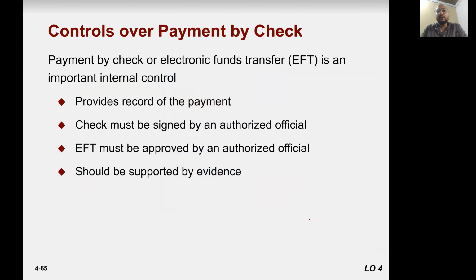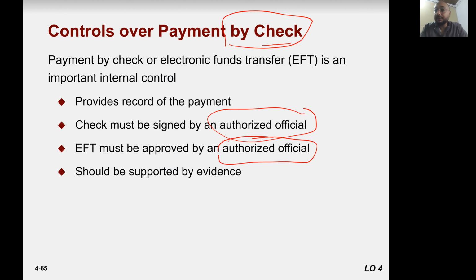Now, controls over payments by check. Remember, nowadays a check itself is an internal control tool, because a signature is needed. There is a check number, and there are barcodes recognized by the bank. There are dates, right? A check is signed by some official person, and if you are transferring electronically, remember it is also authorized by some official person.